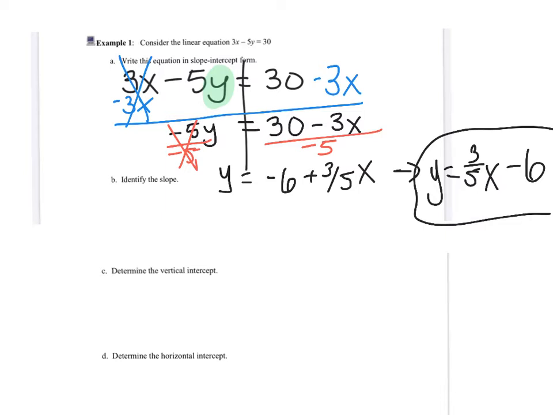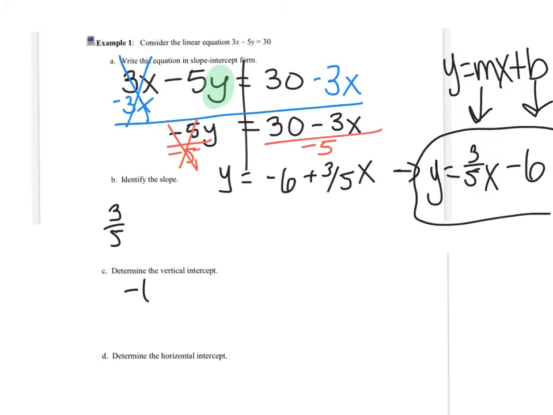Now they ask us, once we've done that, to identify the slope. Well, we know in slope-intercept form, the slope is the one in the m position. y equals mx plus b. So the one in the m position of this is 3 over 5. By the way, it would be absolutely okay to put 0.6 if you did that. But our slope is 3/5. The vertical intercept, or the y-intercept, is the b. So for this, -6.